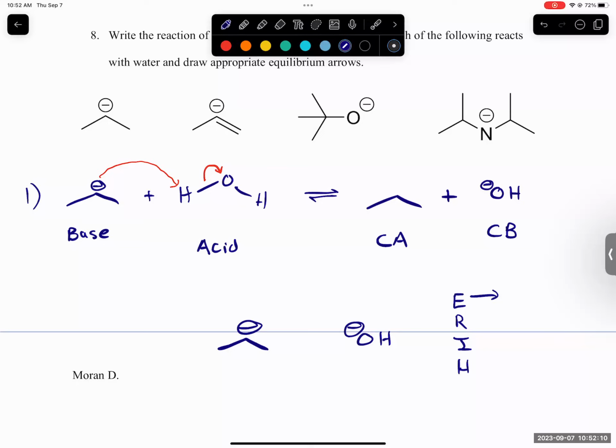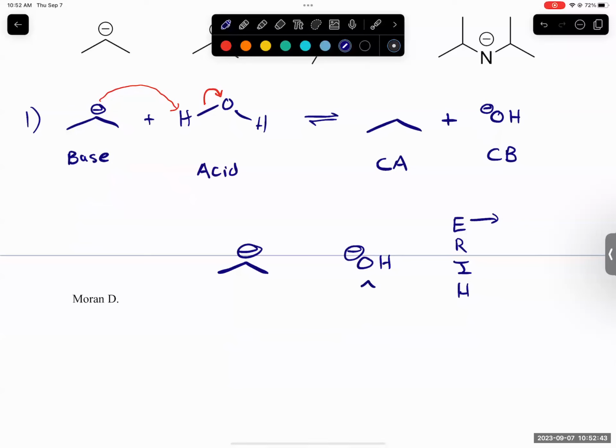The one with the O, because you're using the element effect, but what aspect of the element effect? Electronegativity. Electronegativity is only applied when things are on the same period, and carbon and oxygen are on the same period, so that's valid. And because oxygen is more electronegative, it can stabilize that negative charge. So this is more stable based on the element effect, the electronegativity element effect, right?